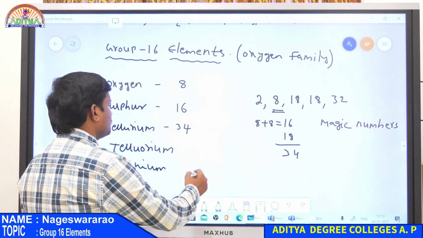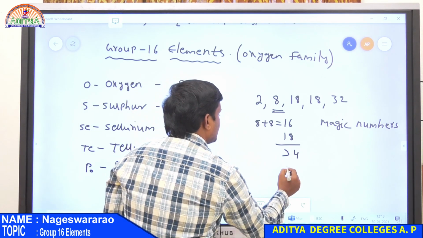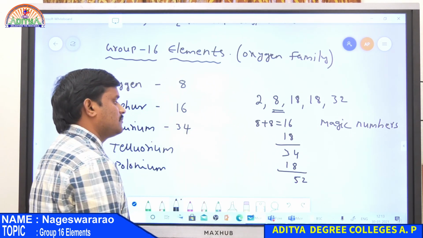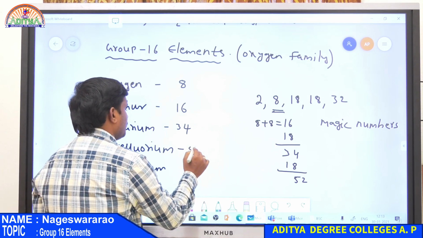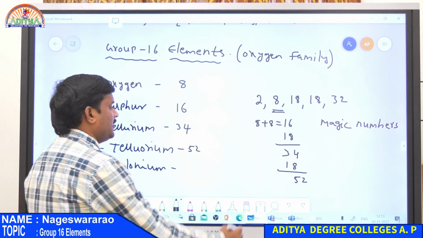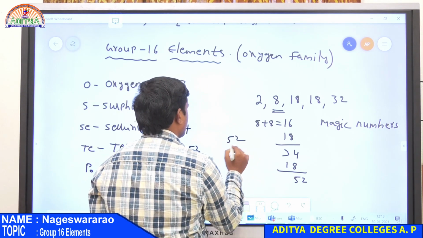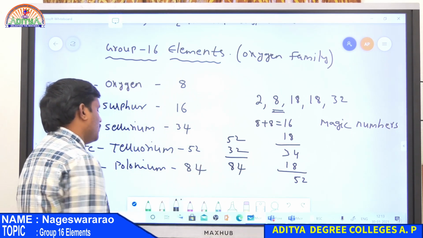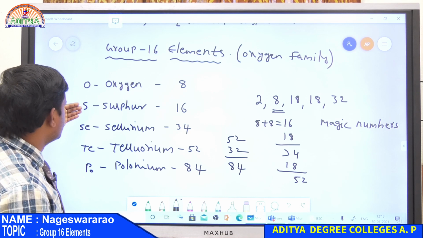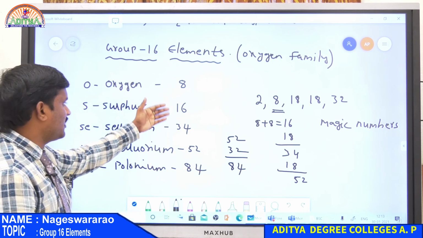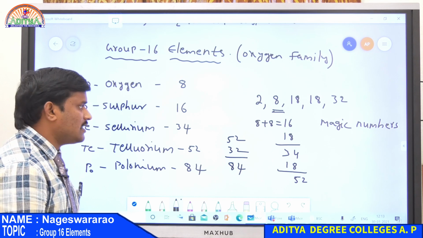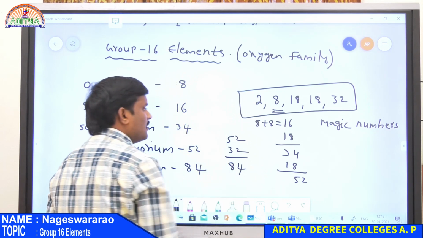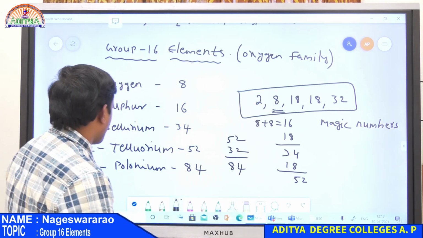And then for tellurium, 34 plus 18, that is 52. And finally for polonium, 52 plus 32, that is 84. So oxygen, sulfur, selenium, tellurium and polonium have atomic numbers 8, 16, 34, 52 as well as 84. All are derived from these numbers, that is, magic numbers. Now properties.